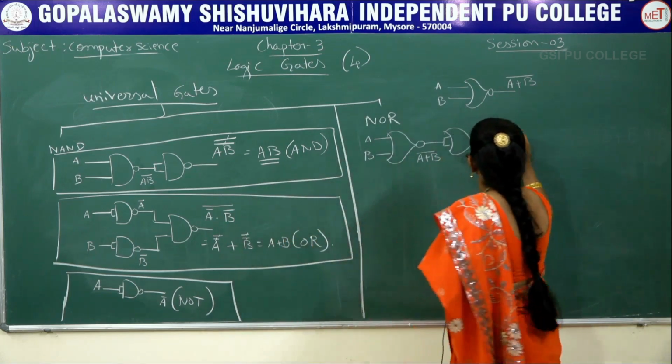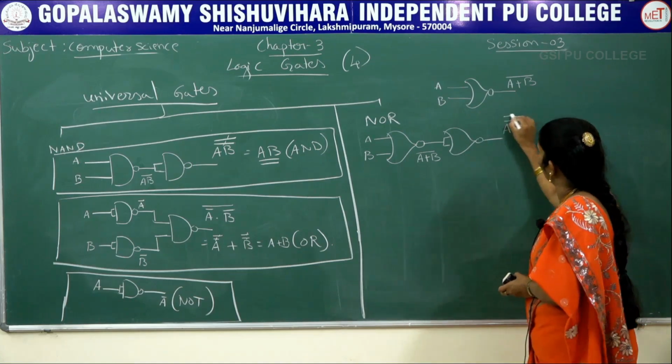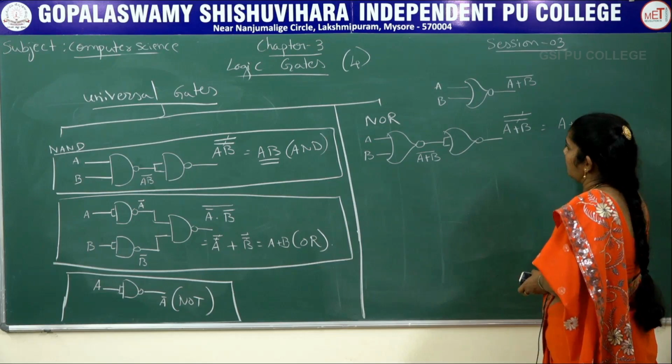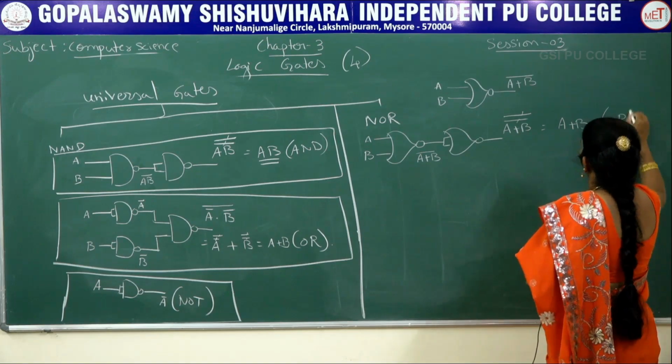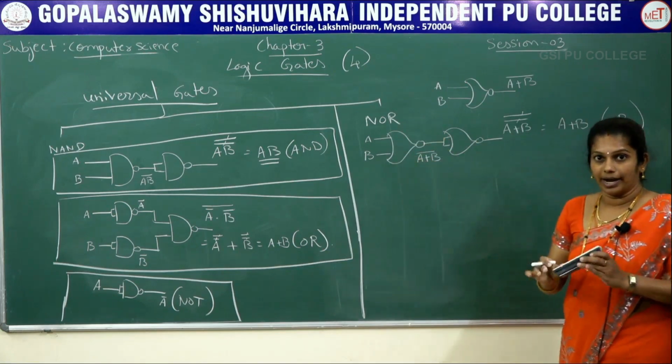First, what do we get as input? A plus B whole bar is the input. Once again it comes from this, and it will negate it. This bar will cancel, then output becomes A plus B. That is nothing but OR gate I am able to construct. If you write only this part, then 1 mark you will get.